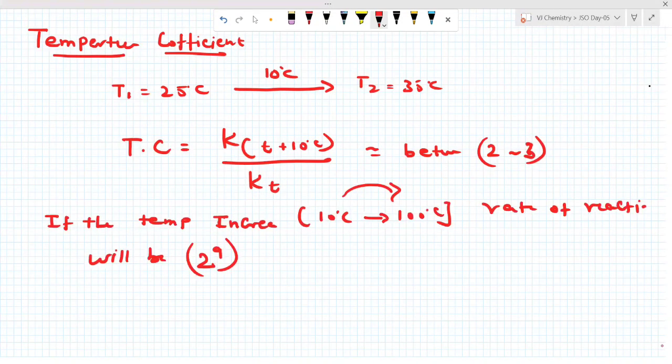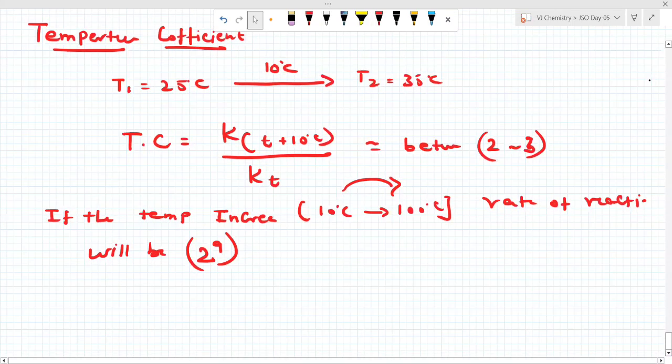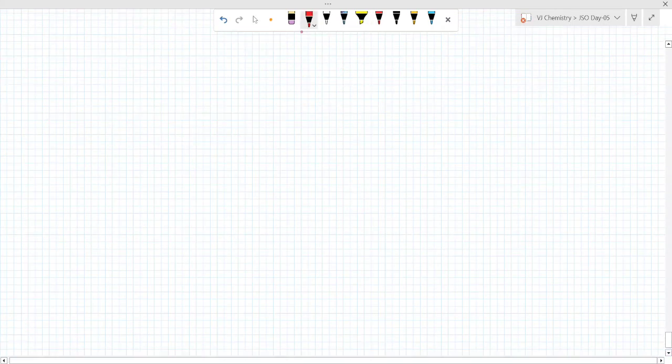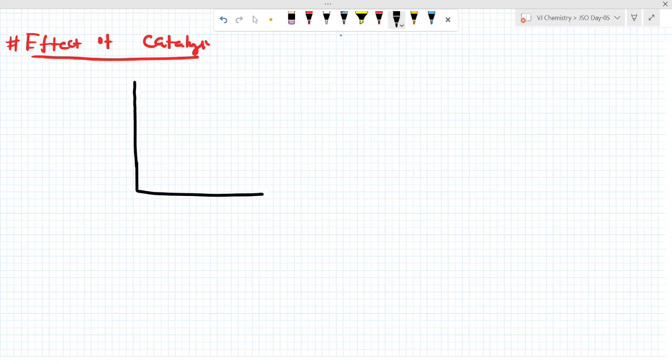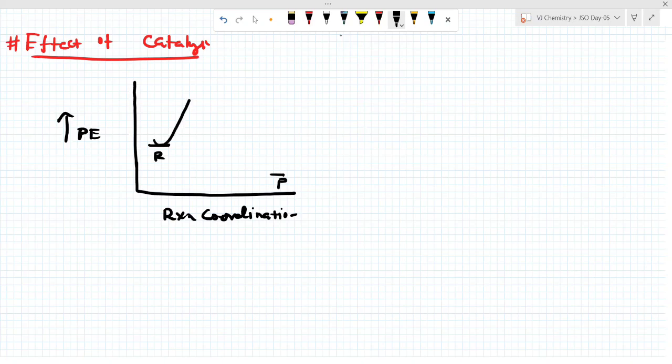Next concept, effect of catalyst. Please note, effect of catalyst. Now take a reaction, here is a reaction, for example. This is the reaction coordinate. What is the reaction coordinate? It is the changing parameter; it can be bond length or bond energy. That is the reaction coordinate. Okay? This is a potential energy graph. Potential energy. Now keep this graph. This is the reactant, this is the product.